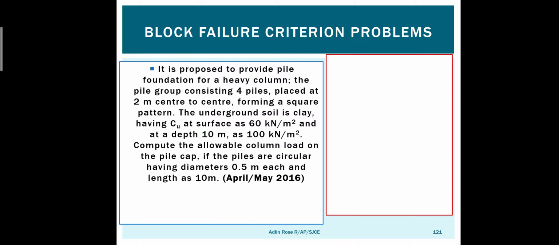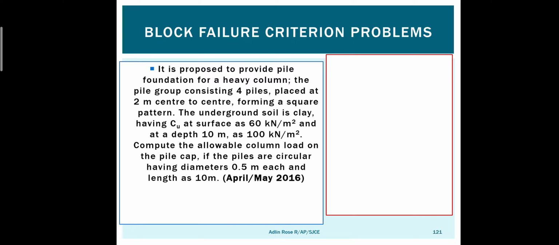It is proposed to provide a pile foundation for a heavy column. The pile group consisting of 4 piles placed at 2 meters center to center, forming a square pattern. The underground soil is clay, having Cu at surface as 60 kN per meter square, and at depth 10 meter as 100 kN per meter square. Compute the allowable column load on the pile cap.